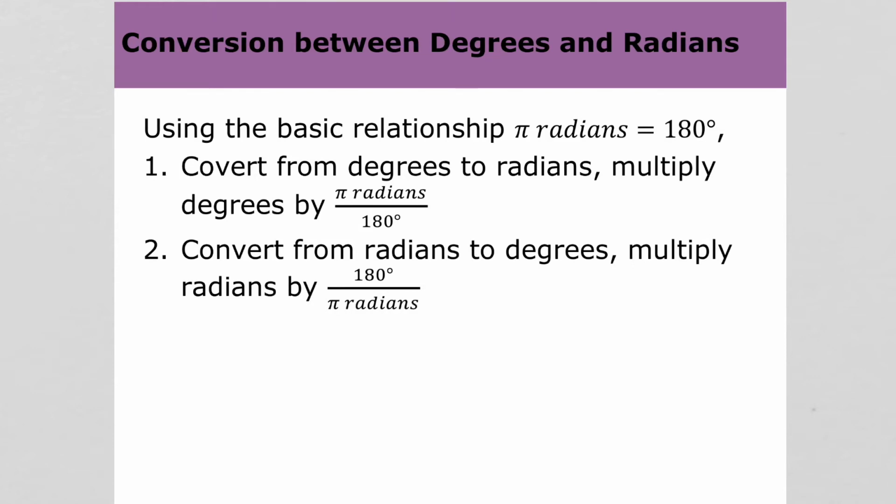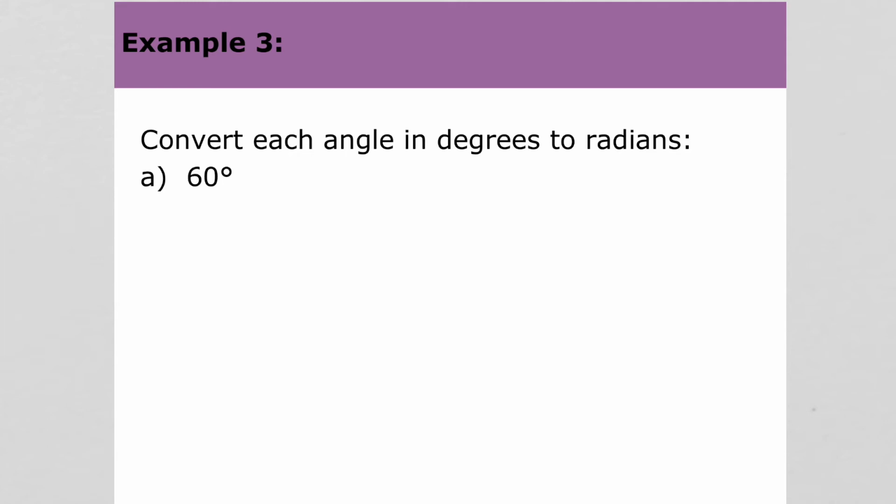To convert between degrees and radians, we have to take into account that pi radians equals 180 degrees. And so that makes it pretty simple for us to convert between the two. To convert from degrees to radians, we multiply by pi over 180. To convert from radians to degrees, we multiply by 180 over pi. And so you'll see what I mean here. So we've got 60 degrees.